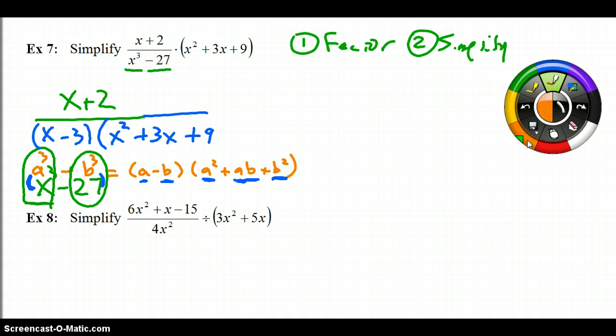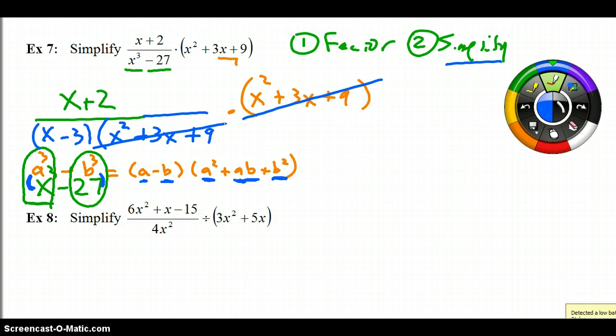There's nothing we can do with this. What are the factors of 9 that add up to 3? There aren't any. So we have factored, and now anything that is in the top that is also on the bottom, we can cancel. Why? Because anything over itself is 1, and the final answer would be x plus 2 all over x minus 3. Don't simplify any further because we have addition and subtraction.